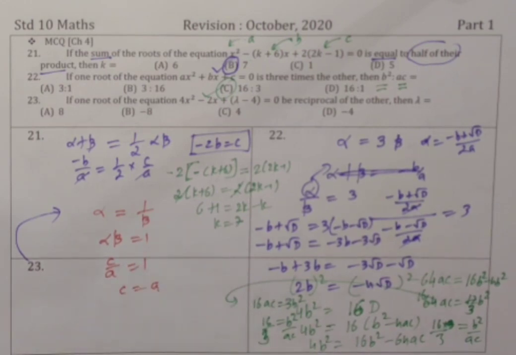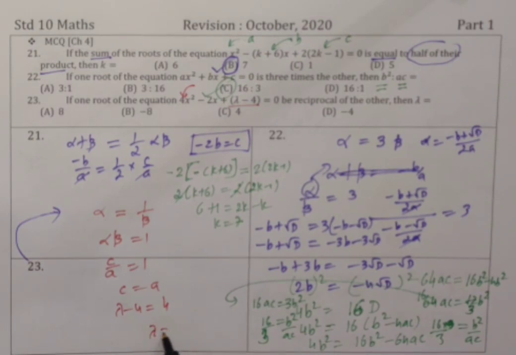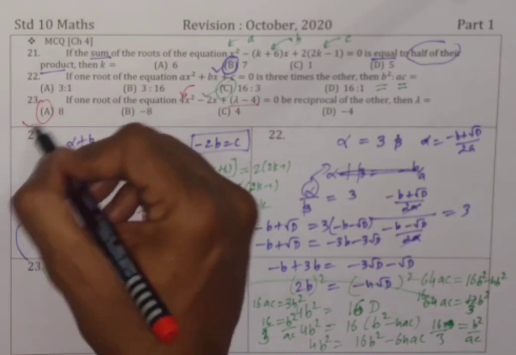This gave us a reduced equation. Now what is c? It is in standard form. Alpha minus 4. And what is a? That is 4. So alpha is equal to 4 plus 4. So alpha is equal to 8. Here it is, option A.